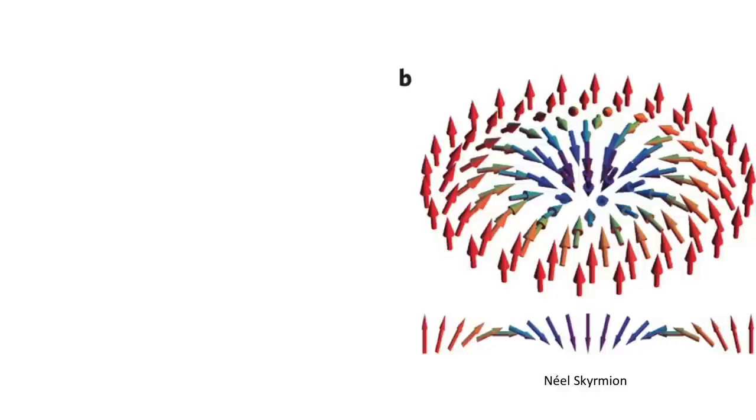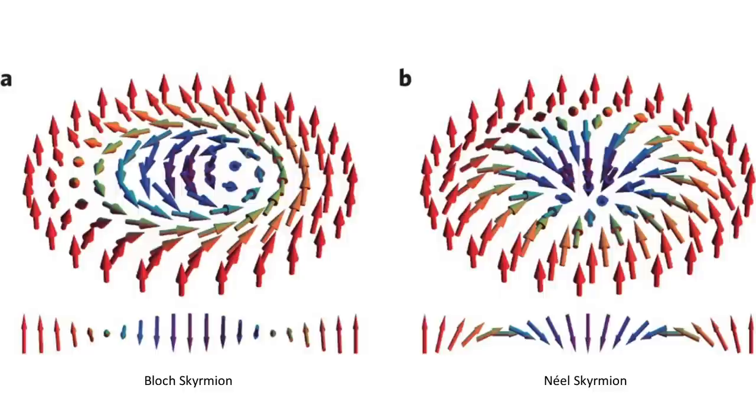On the outer edge, we see the magnetization pointing up, and in the middle, the magnetization points down, and there's a gradual transition as you approach the center. And this is called a nail skyrmion, or a hedgehog skyrmion. Then there is this one, which is called a block skyrmion, or a spiral skyrmion.